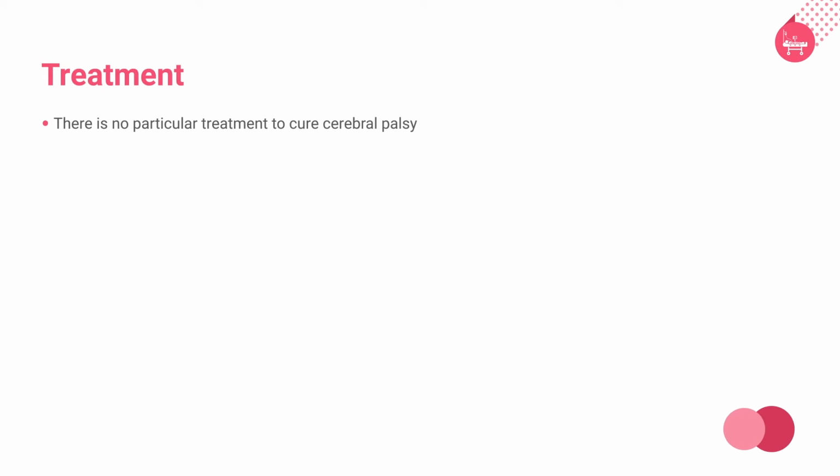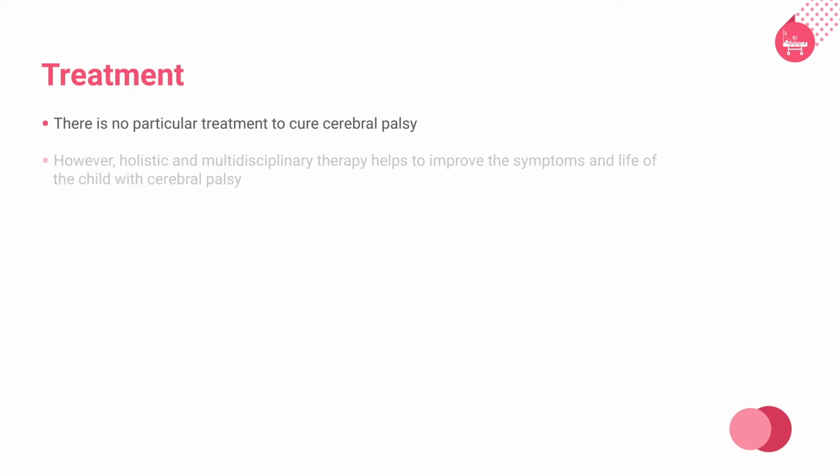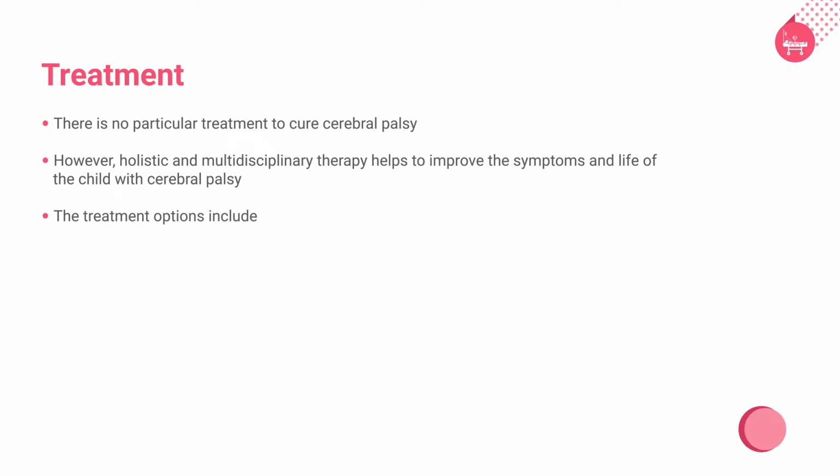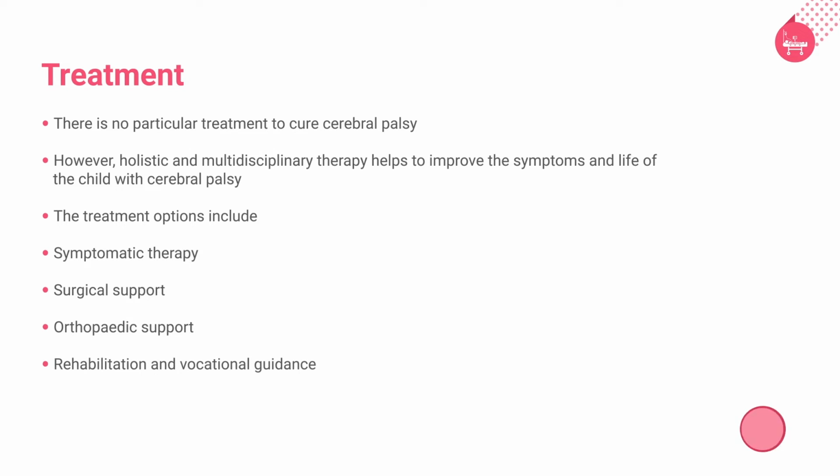As we have diagnosed the disease condition, let us understand the treatment modalities involved in managing cerebral palsy. There is no particular treatment to cure cerebral palsy. However, holistic and multidisciplinary therapy helps to improve the symptoms and life of the child with cerebral palsy. The treatment options include symptomatic therapy, surgical support, orthopedic support, rehabilitation, and vocational guidance.